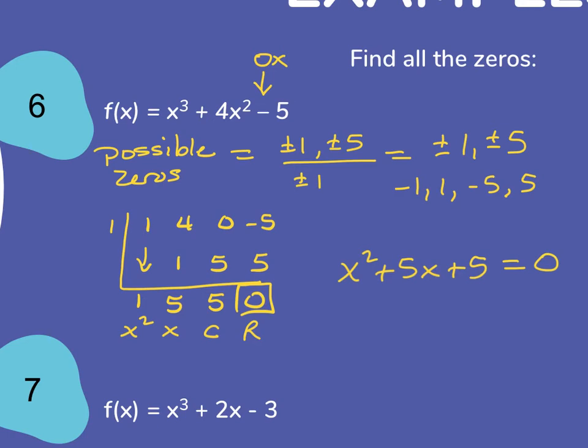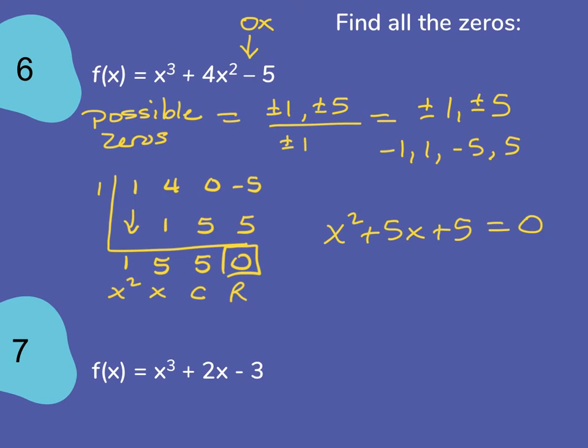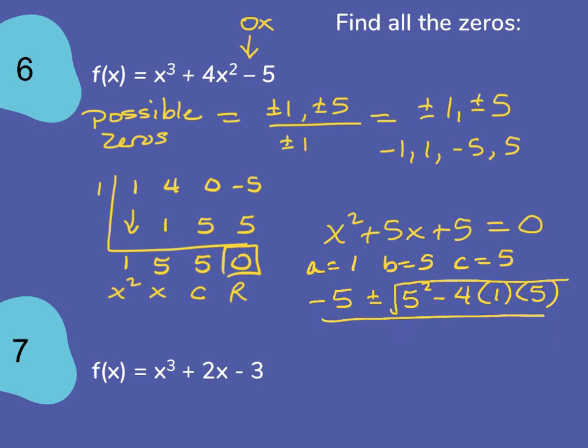Now, notice there aren't any factors of 5 that are going to give me a 5. So this is where the quadratic formula comes into play. Now, on any of the previous examples I did, if you're not someone who likes to factor, then go ahead and do the quadratic formula. So here my a is 1, my b is 5, and my c is 5. So I'm using the quadratic formula: opposite of b, or negative b, plus or minus the square root of b squared minus 4 times a times c, all divided by 2 times a.